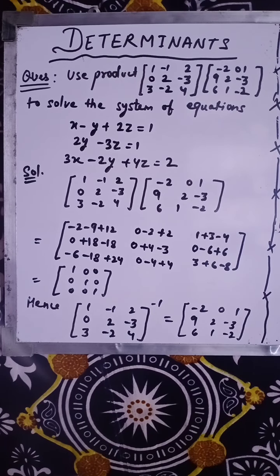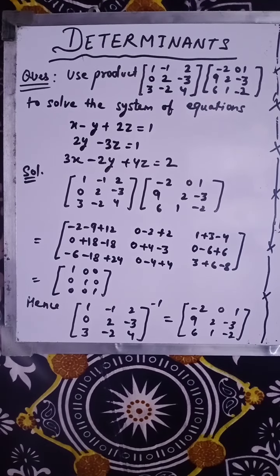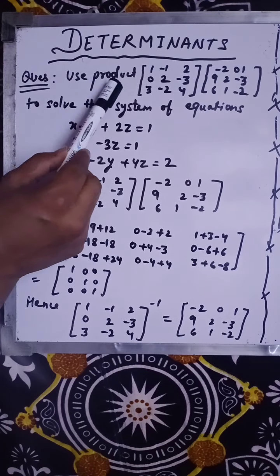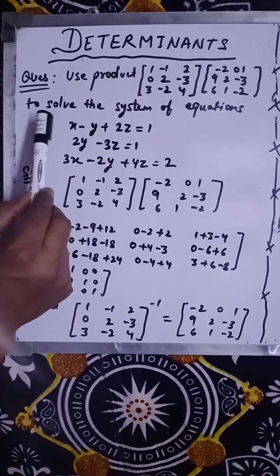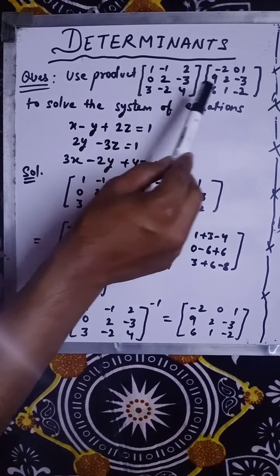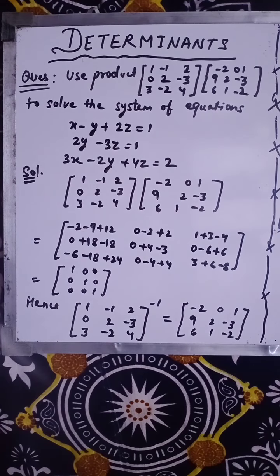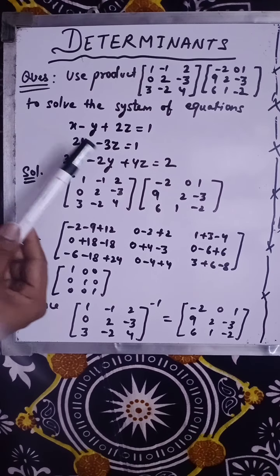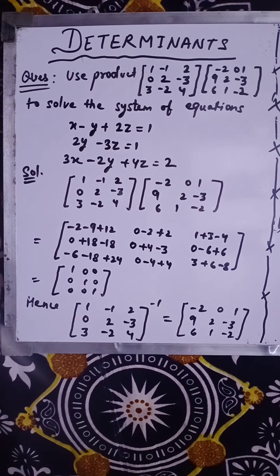Hello everyone, this is your example. This is a very important question, so please concentrate. Here the question is, use the product of these two matrices to solve the system of equations. Three equations are given to you, and we have to use the product of these two matrices to find the solution for the variables x, y, and z.